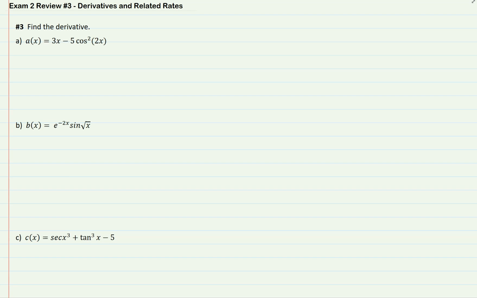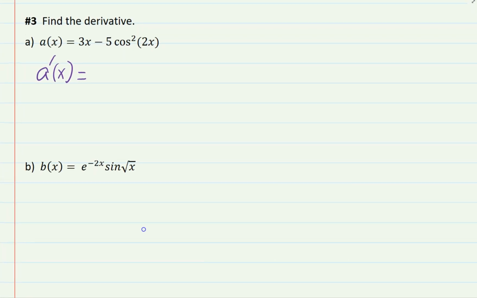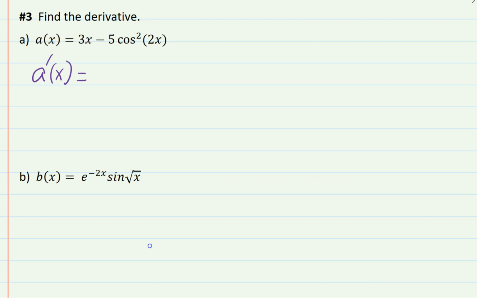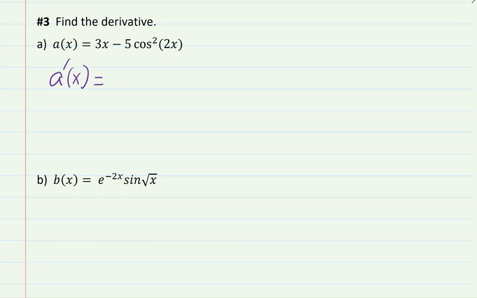First, here we have a difference. So the derivative of a difference is the difference of the derivatives. You'll just take the derivative of each one of these terms separately and then subtract them, right? The first term is easy. That would be just the derivative of 3x is 3, minus the derivative of 5 cosine squared of 2x. That has a chain rule.